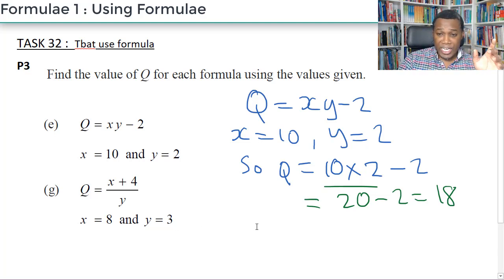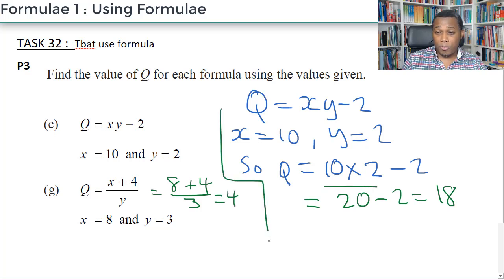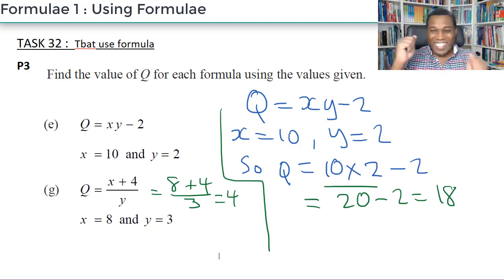And for G, your substitution would be 8 plus 4, divided by 3. 8 plus 4 is 12. 12 divided by 3 would give you 4. So your final answer for G would be 4. That's what I'm getting. Let's just make sure the teacher is not making any mistakes. Question number 6. 6E was 18, voila, and 6G was 4. Yes, you feel good.